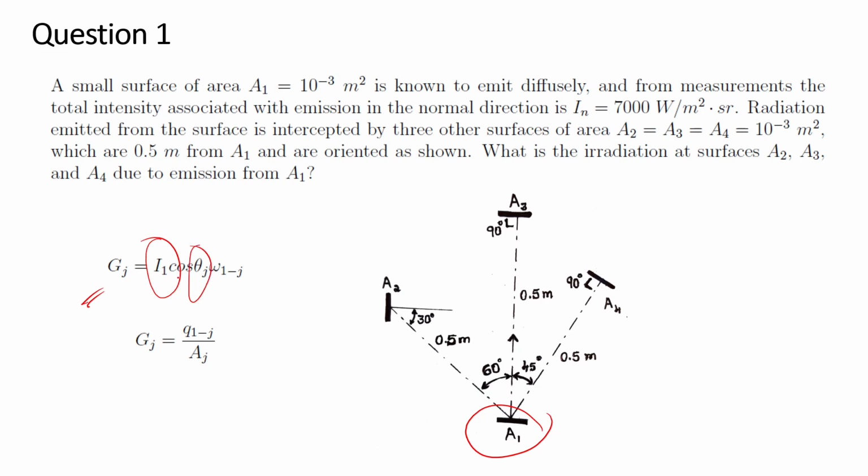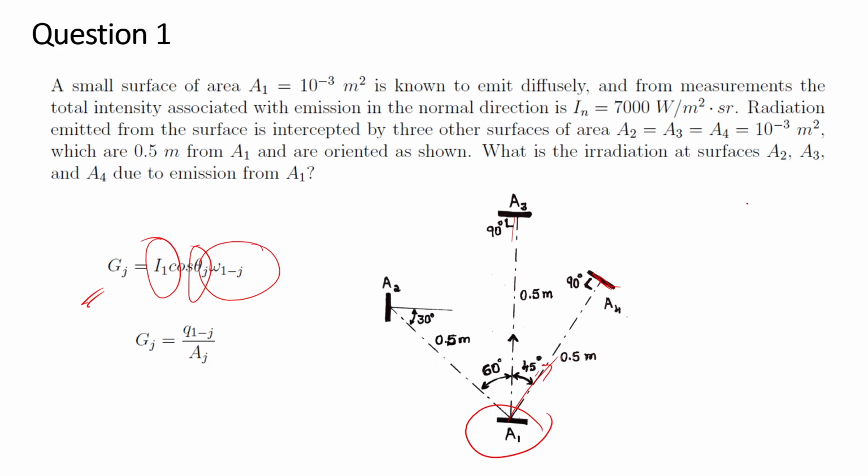Theta j is the angle made by the radiation with respect to the perpendicular of the surfaces. So basically, if I'm considering this A4, then the angle made by this A4 and the radiation in this direction, that is 45 degrees, is theta j. Then omega 1 to j, we derived it in the previous class.